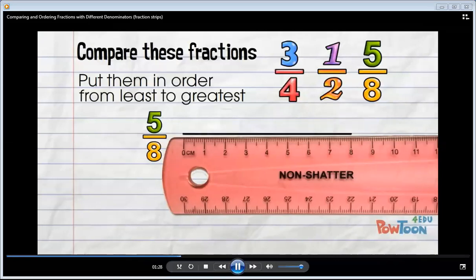All fraction strips should be the same length, okay? All fraction strips, this shape like a rectangle, all of it should be the same size, same length. Okay? Here we have 5 out of 8. That means we have to divide this fraction strip into 8 equal parts.